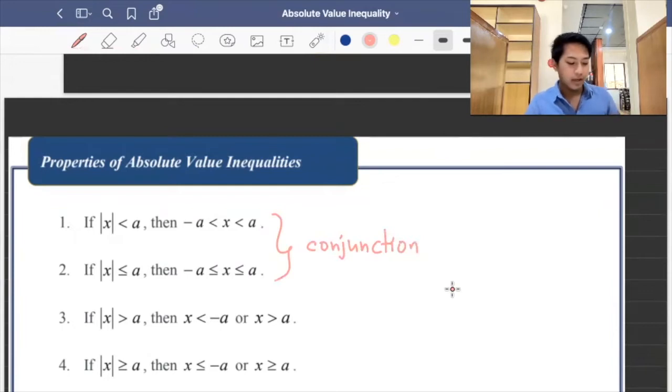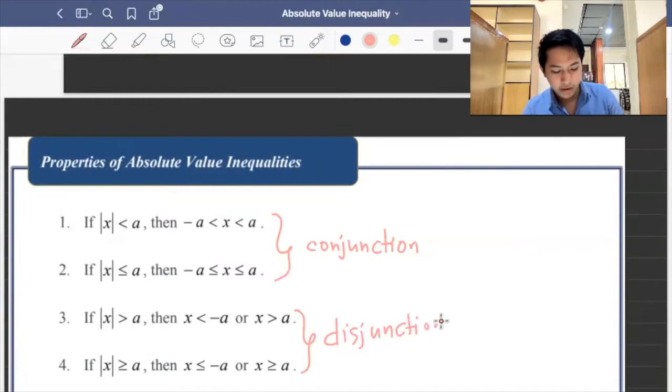Let's proceed to number three. If the absolute value of x is greater than a, then x is less than negative a, or x is greater than a. And the fourth property: if the absolute value of x is greater than or equal to a, then x is less than or equal to negative a, or x is greater than or equal to a. Since this is a compound inequality, we call this a disjunction. Anyway, conjunction and disjunction are terms you're going to encounter when you tackle logic and conditional statements.